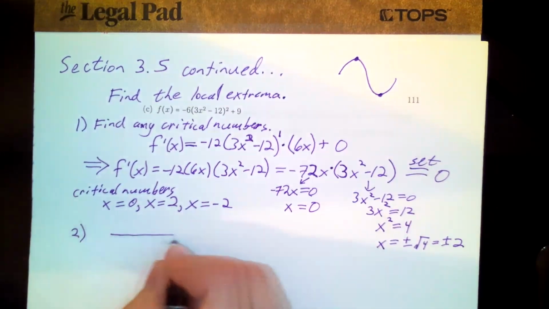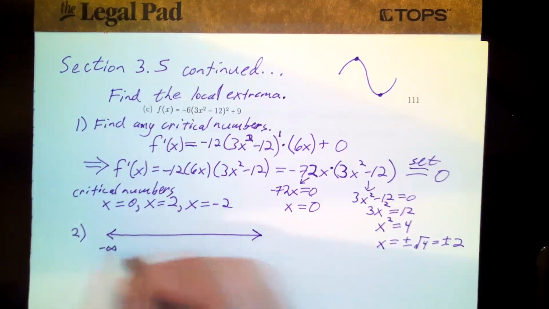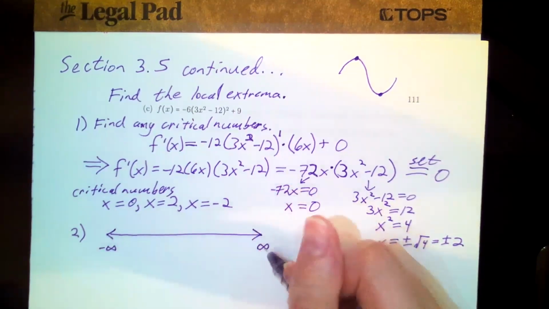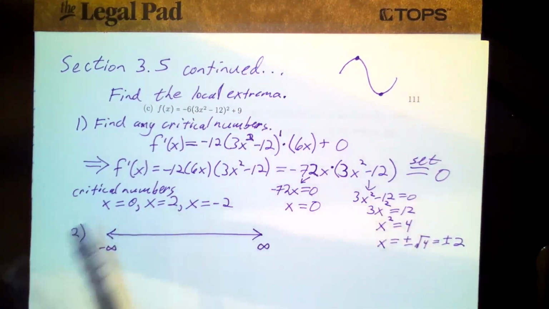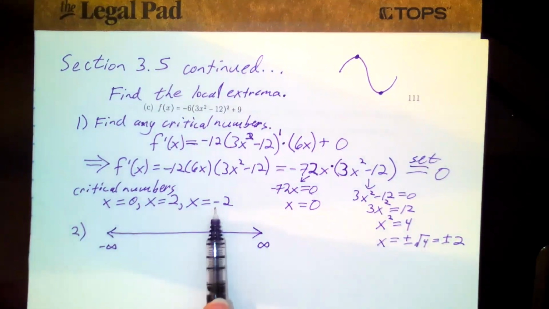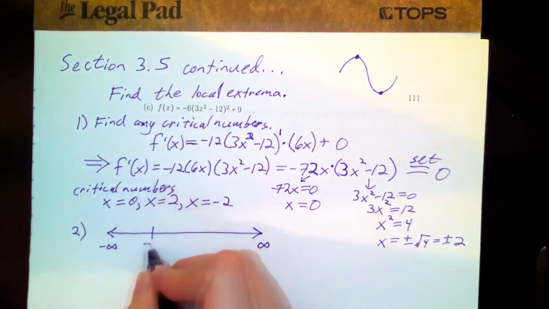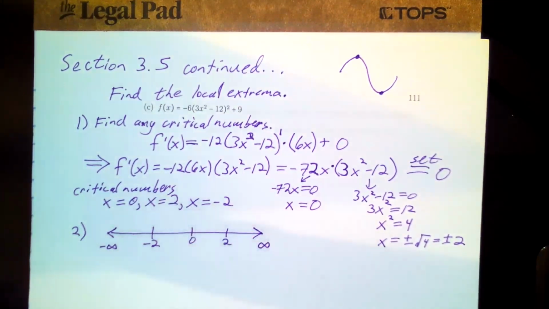Our number line analysis: the number line is supposed to represent the domain of our function here. All the way to the left is minus infinity, and all the way to the right is infinity. And on this number line, all you want to put on it is your 3 critical numbers, but make sure that you put them in order. The most negative one goes first, right? -2, and then 0, and then +2.